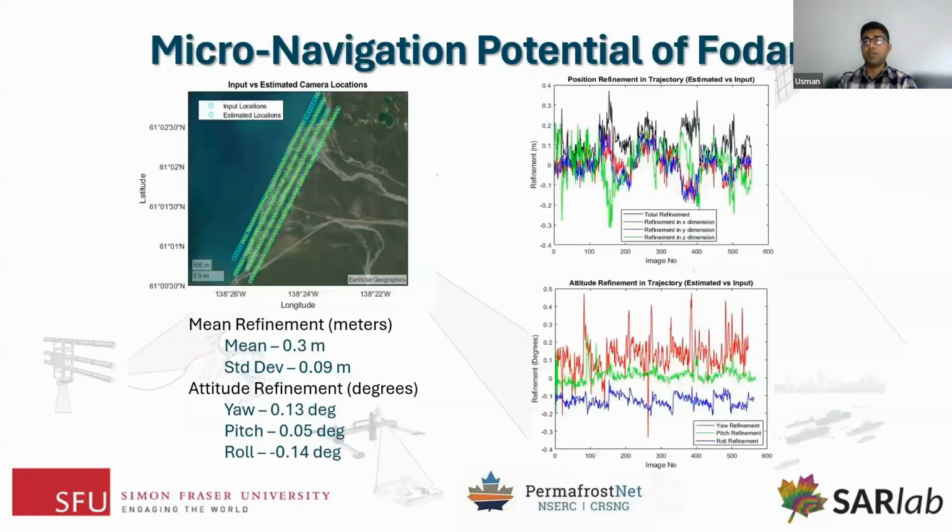Once we established the accuracy of our system, we also looked into the micronavigation potential for our FODAR system. Once we input the camera locations and do the photogrammetry processing, as an output we get the estimated locations, which may differ from the input locations. That could give you additional information about the motion compensation potential that I was talking about.